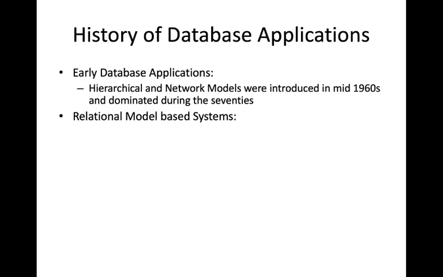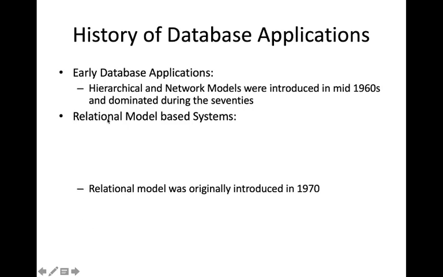Similarly, data will be organized in a tree-like structure in a hierarchical database. If you consider the network model, it's like a graph-like structure. Everything will be connected. All those data will be connected here and there. Then it is known as the network model. So those types of databases were available in the 1960s, hierarchical databases and network databases.